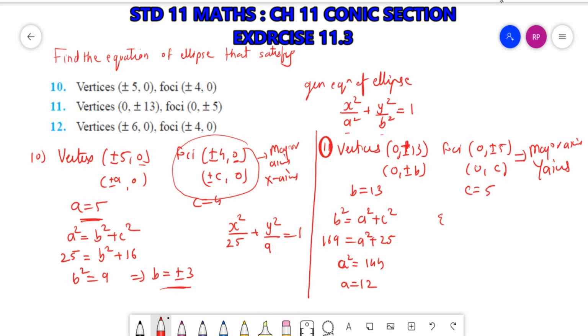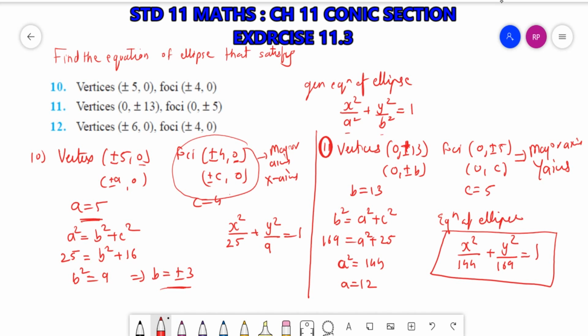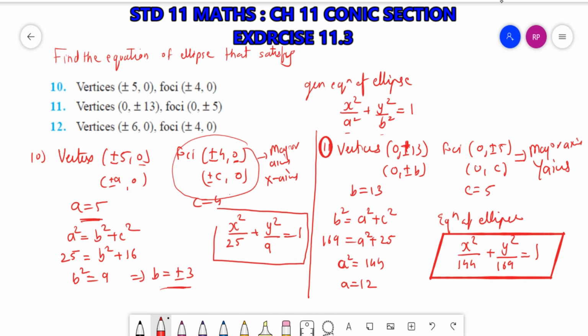The equation of ellipse: x square by a square, that is 12 square 144, y square by b square, that is 13 square 169, equal to 1. Okay, and this is the equation of ellipse for question 11, and the earlier one is the equation of ellipse for question 10. Based on this, you have to solve question number 12 by yourself. Okay, first note down questions 10 and 11.